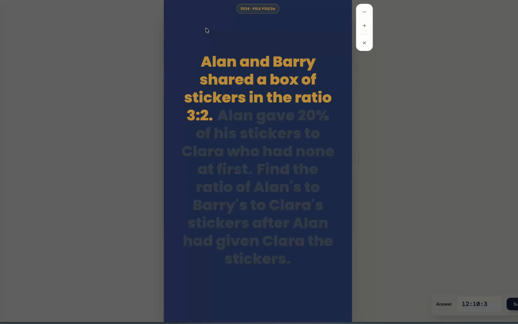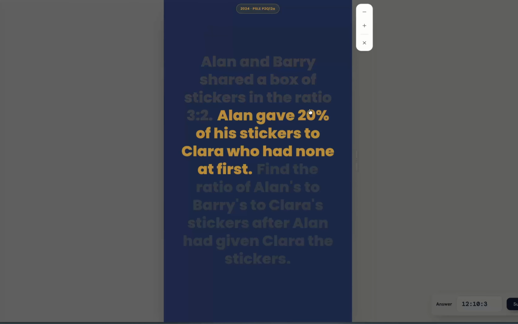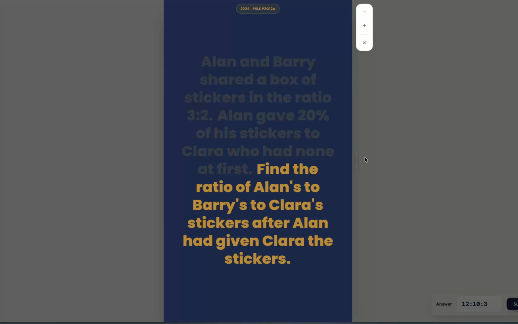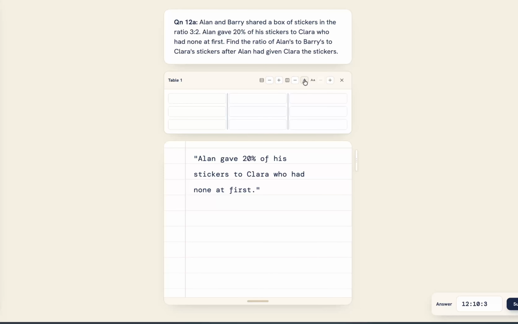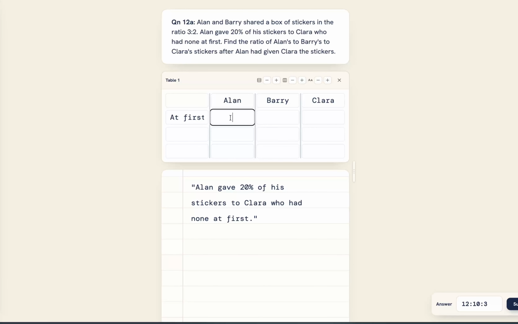Question 12, part A. Alan and Barry shared a box of stickers in the ratio of 3:2. Alan gave 20% of his stickers to Clara, who had none at first. Find the ratio of Alan's to Barry's to Clara's stickers after Alan had given Clara the stickers. So it'll be easier if we were to create a table. So for Alan and Barry it is 3:2. So we need to find what has changed, right? Which is this 20% of Alan.